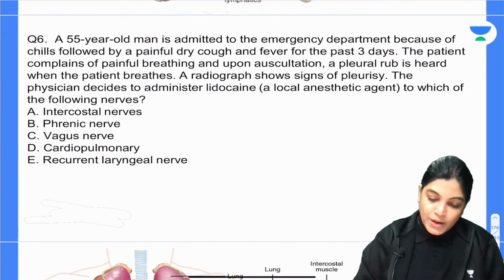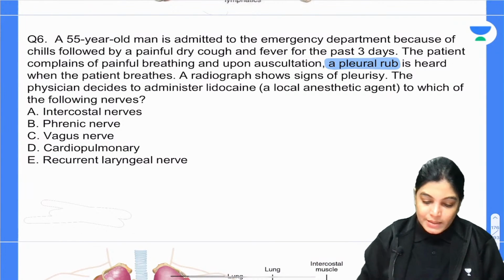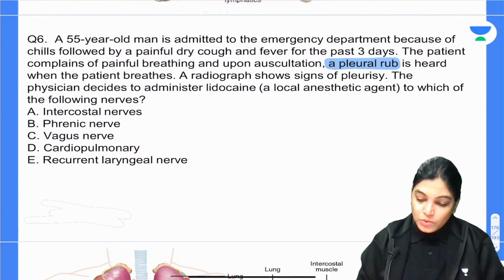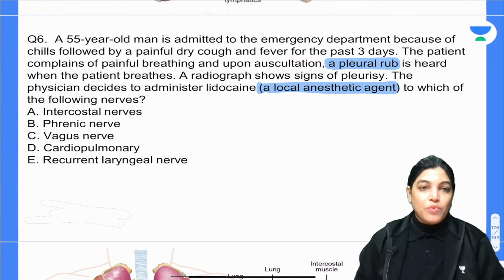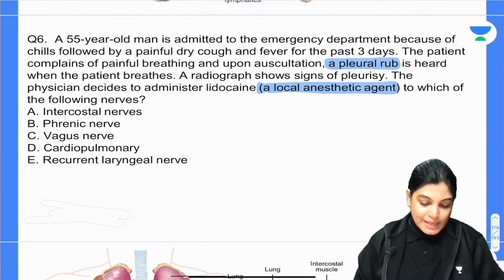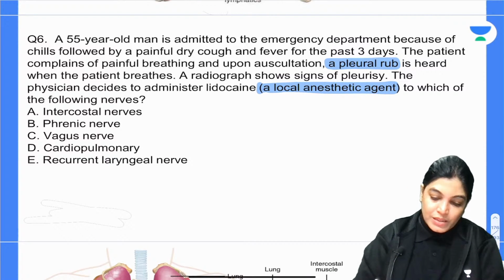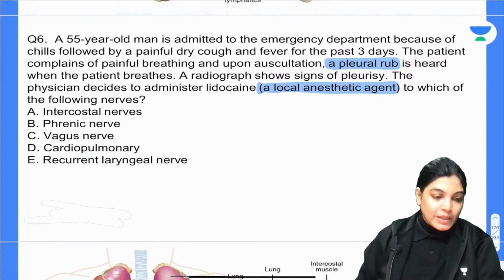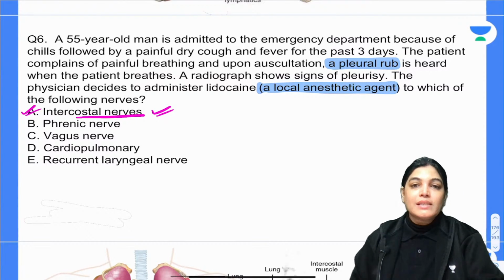So here key points, let me highlight. So key point is a pleural rub is heard. So you can understand the case and then you have to know local anesthetic is anesthetizing which of the following nerve. Is this the answer for question number 6? Please write down that also. So if I have to tell the right answer, I will go with intercostal nerve as the right answer. Intercostal nerve is the right answer.